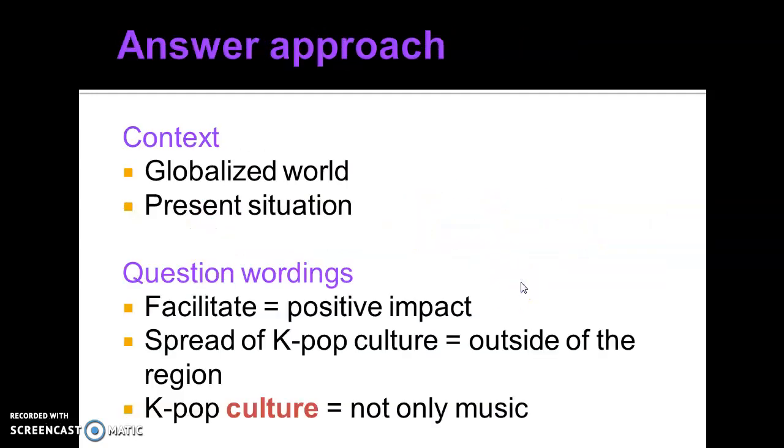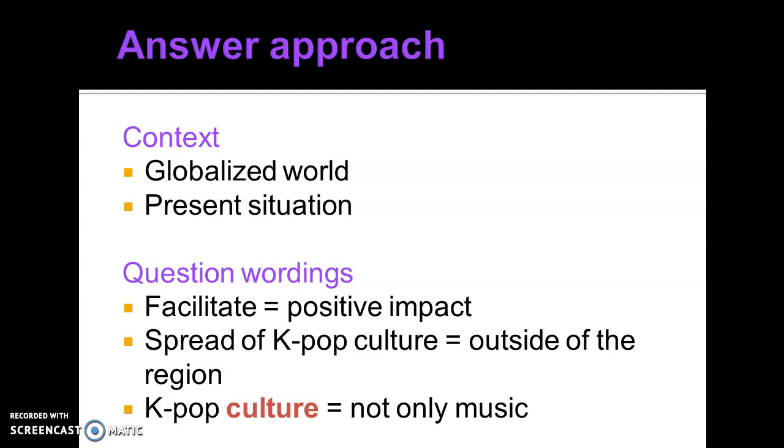Now let's look at it clearly. When you answer questions, the context must be about the globalized world, and it must focus on what is happening now. And the focus should be about something positive, because the word facilitate actually means something positive. And spread of K-pop culture.